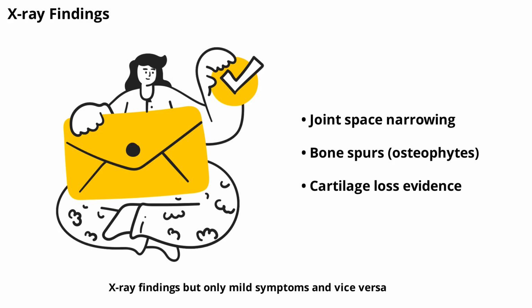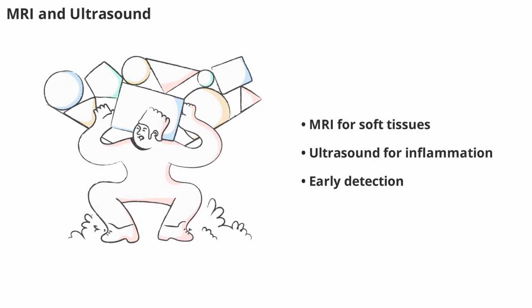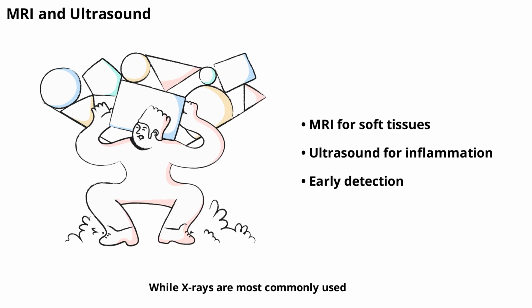Some people may have significant X-ray findings but only mild symptoms, and vice versa. While X-rays are most commonly used, MRI and ultrasound can provide additional information, especially in early or complex cases. MRI is particularly useful for visualizing soft tissues, cartilage, and early joint changes that may not appear on X-ray. Ultrasound can help detect fluid in the joint or inflammation of surrounding tissues. These advanced imaging techniques are not always necessary, but can be valuable in certain situations where the diagnosis is unclear.